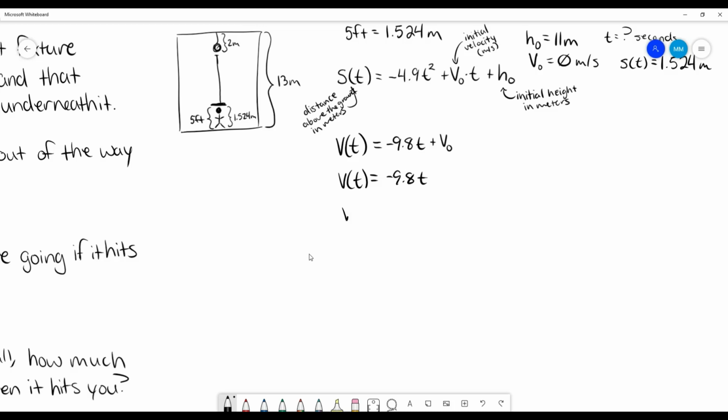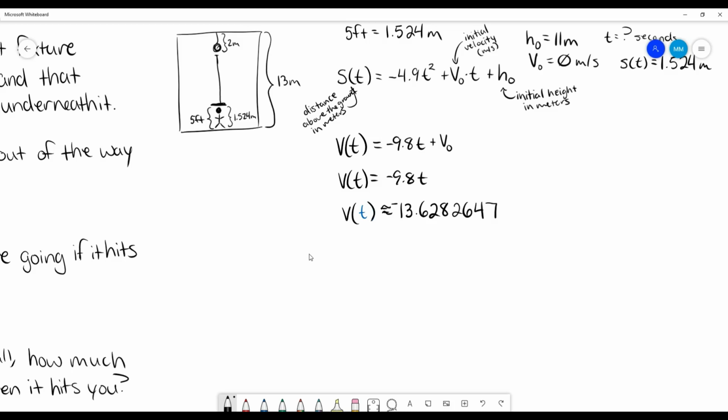If I plug that in, our v of t, and I'm going to use that to just indicate that it's the t that we already found, is going to equal about this big long thing here. And that's going to be negative, of course, because it's times the negative 9.8.